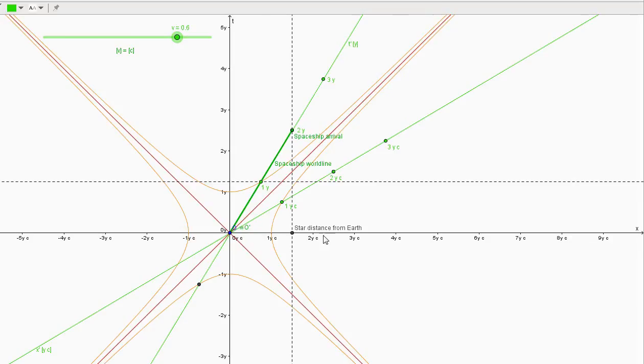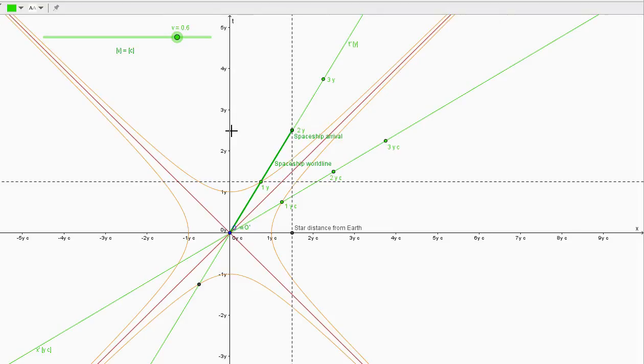The star is 1.5 light years far from the Earth. The velocity of the spaceship is 0.6 c. So the personnel of the Earth will see the spaceship reaching the star after 2.5 years.